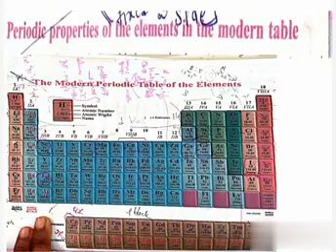Now we will discuss one more topic, periodic properties of the elements in the modern table. The modern periodic table is organized on the basis of the electronic configuration of the atoms of elements. Yes or no? Yes. We already discussed this in the previous topic also.